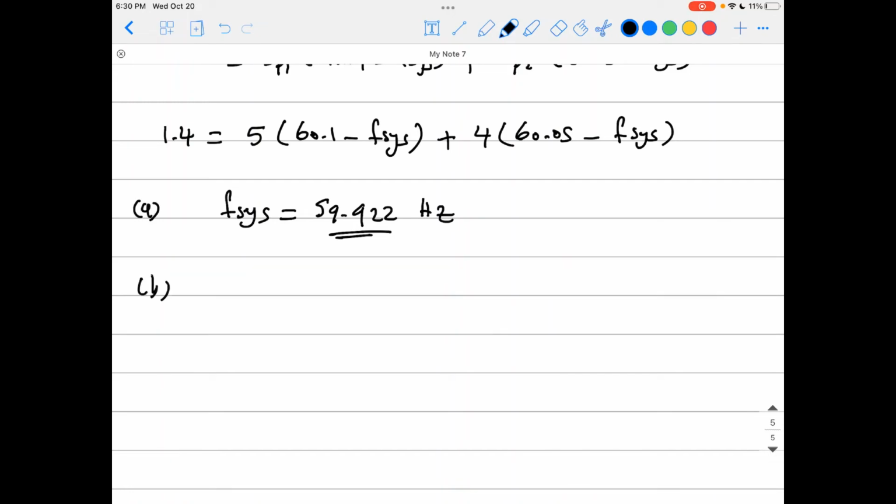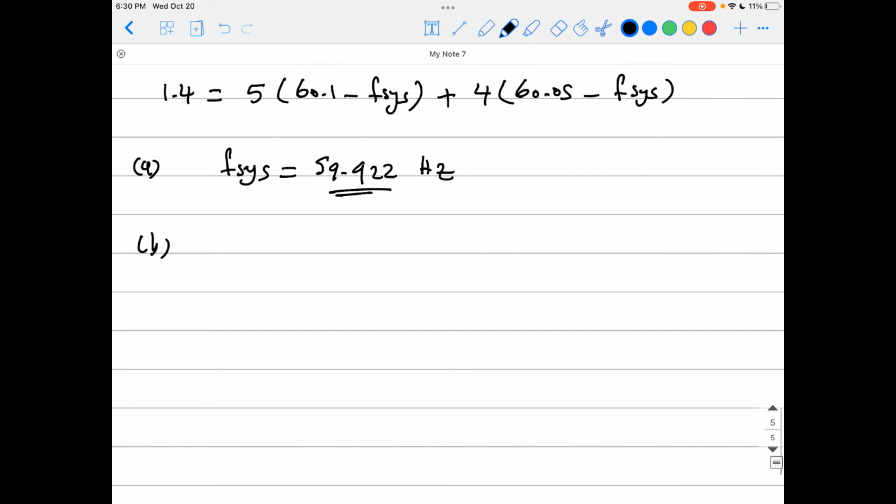Number B, he wants you to find the rotational speed of each generator, NS1 and NS2. So the synchronous speed of the first generator, NS1, equals 120 F over P. F means the frequency that the generator works on now, which is the system frequency. Please don't make a mistake here.